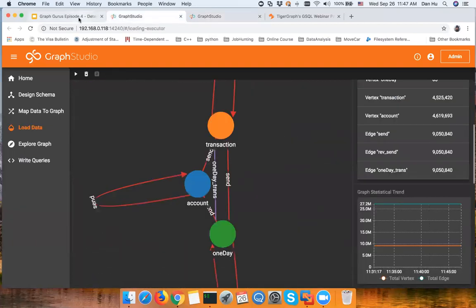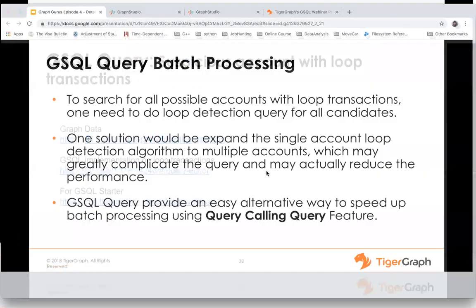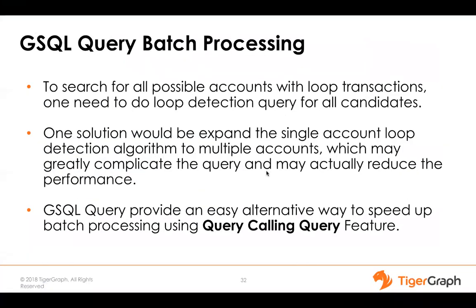And now let's go back to our slides. So another thing we haven't discussed so far is that right now we only give a query for a single account, but usually people care about all the possible accounts with loop transactions. We want to find out those accounts with loops. So it's batch processing. In order to do batch processing, usually we make some changes to our algorithms. We make sure that we do not write the query for a single point. We give multiple inputs so that each time we just run the query for multiple inputs.